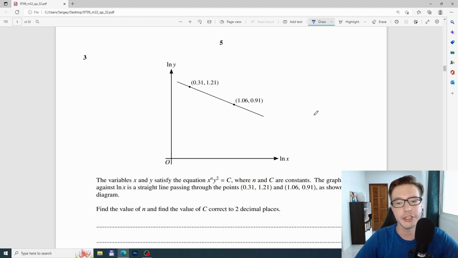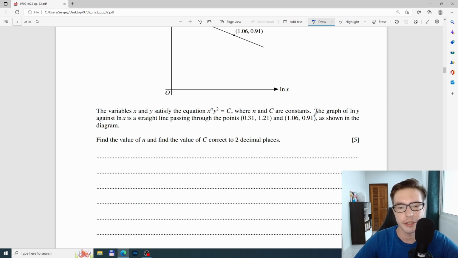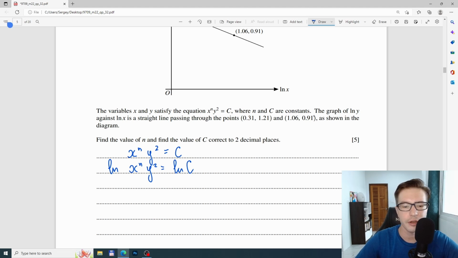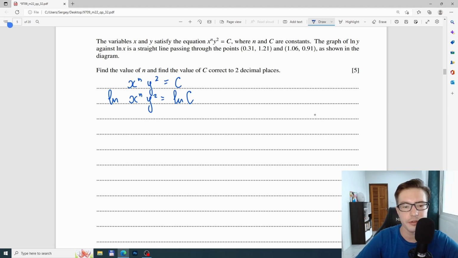Okay, question 3 is about changing the exponential relationship into linear form, and to do so, we'll have to first take the natural log of both sides. Now, on the left side, we have the log of the product, and we can change it into the sum of natural logs. Now, the power is going to go in front of the log, so it's n times natural log x plus 2 natural log y equals log c.